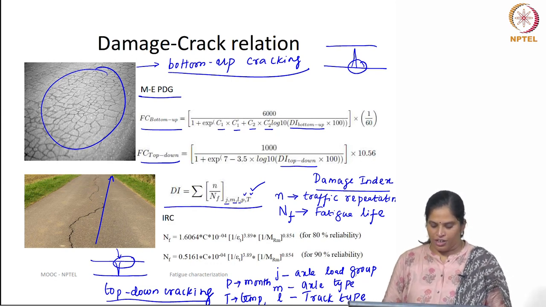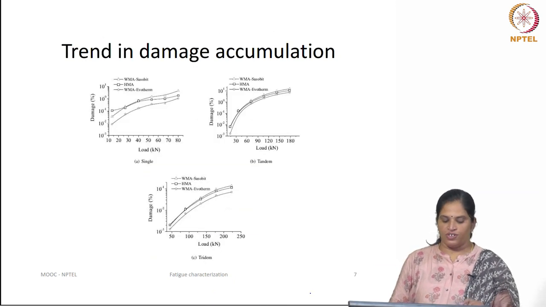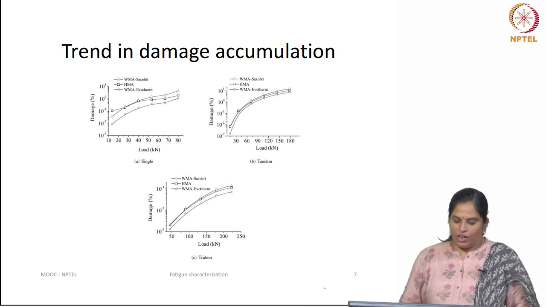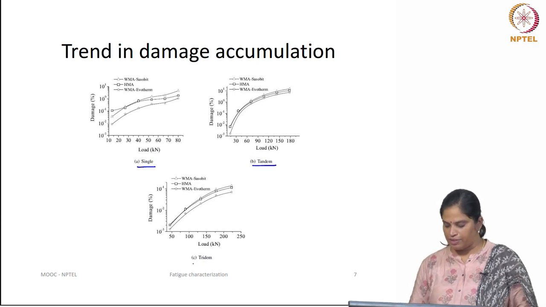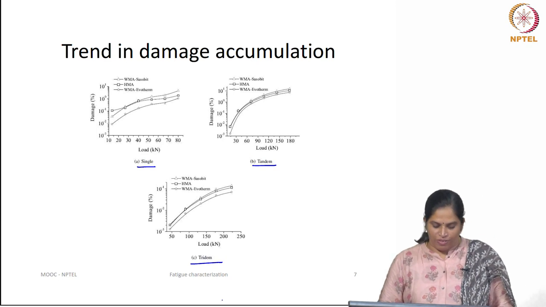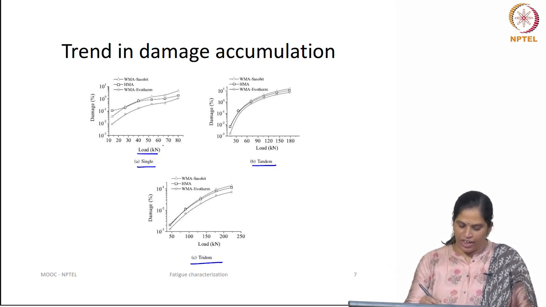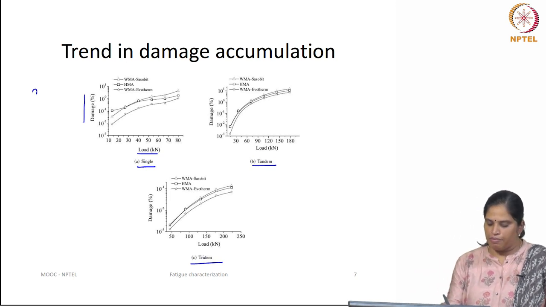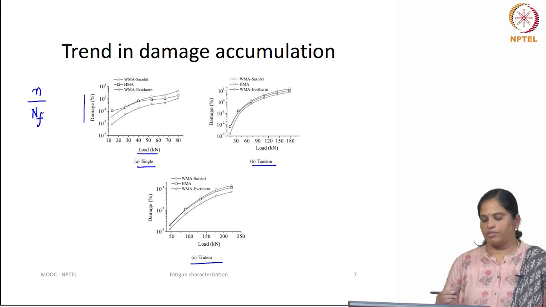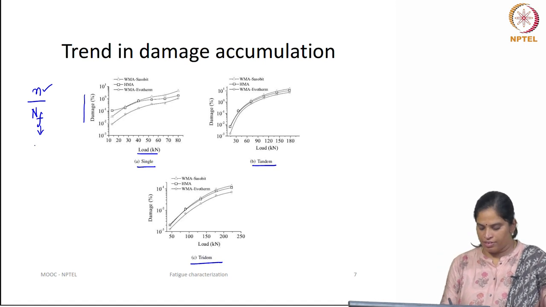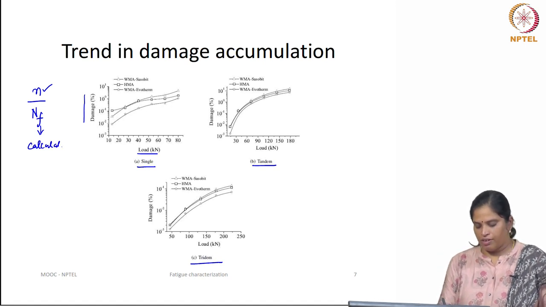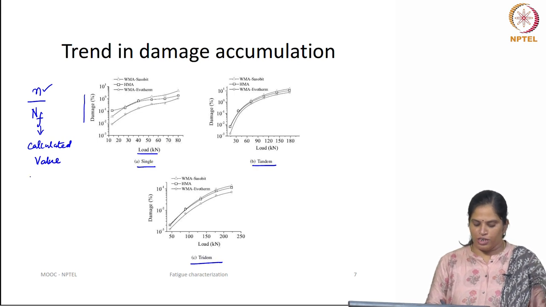damage index. Now, if you look into the sample damage index, you can see three pictures here. One corresponds to single axle, the other corresponds to tandem axle, and the third one corresponds to a tridem axle. The x axis in this figure is load and the y axis is damage index, which is n by nf. So, n is the actual traffic the pavement is subjected to. This nf is a calculated value, and this depends on a material property.